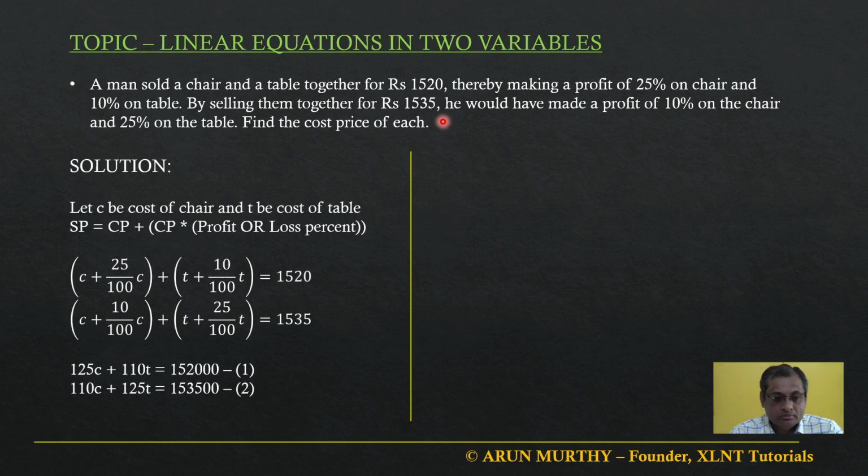Let's look at the solution. We'll assume that C is the cost of the chair and T is the cost of the table. Those are the two variables that we need to solve for.